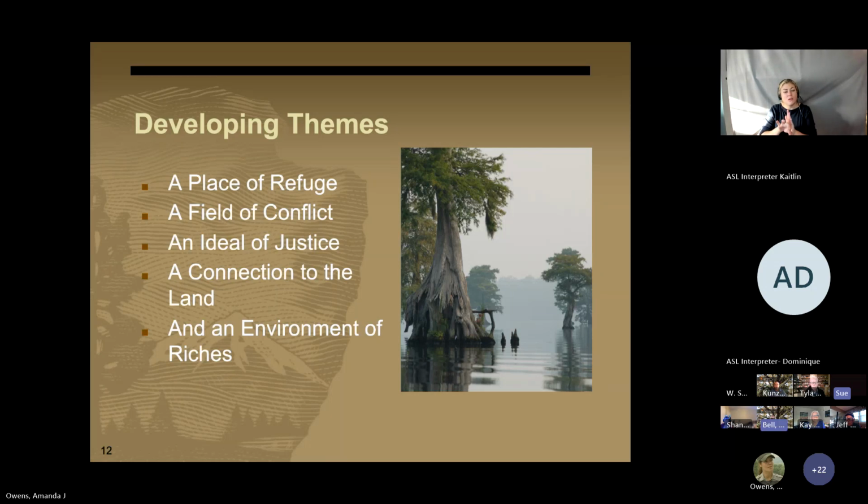And also, obviously, a very deep connection to the land. This area is so rich with resources. That's why humans were attracted to this area and thrived for thousands of years here. It's an environment of riches with many, many different resources that could be used and intermixed with both cultural diversity and natural diversity.